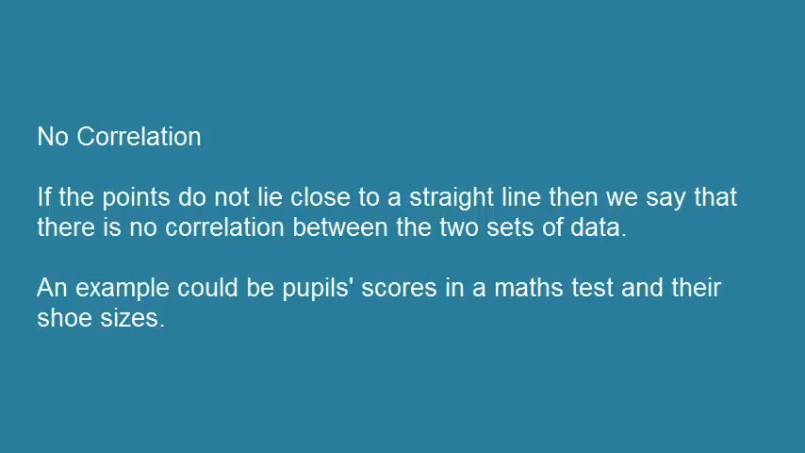If the points do not lie close to a straight line, then we say that there is no correlation between the two sets of data. An example could be pupils' scores in a maths test and their shoe sizes.